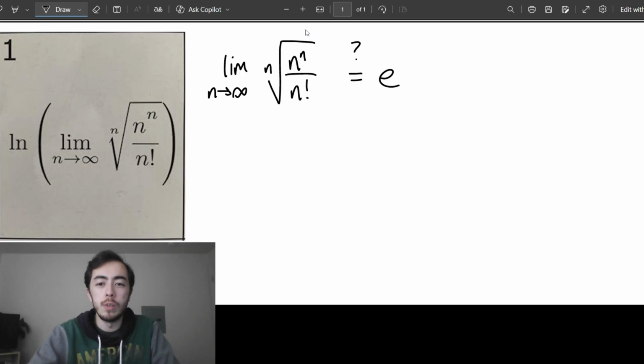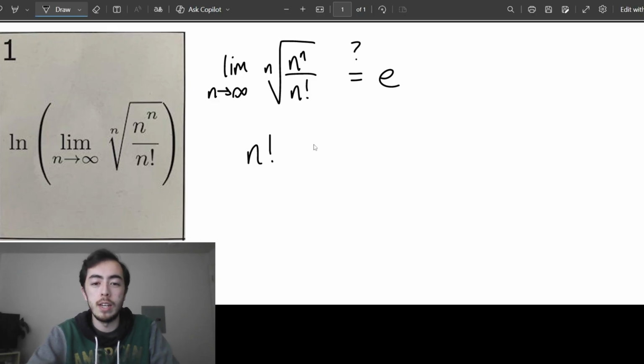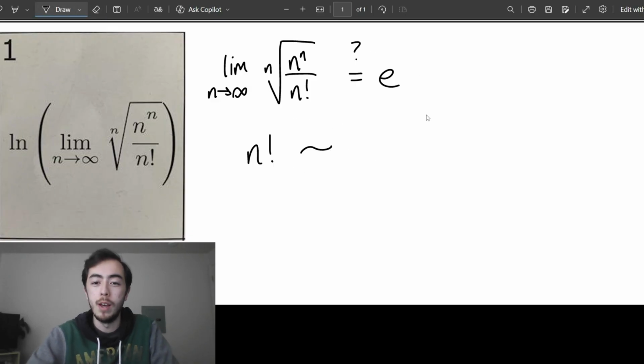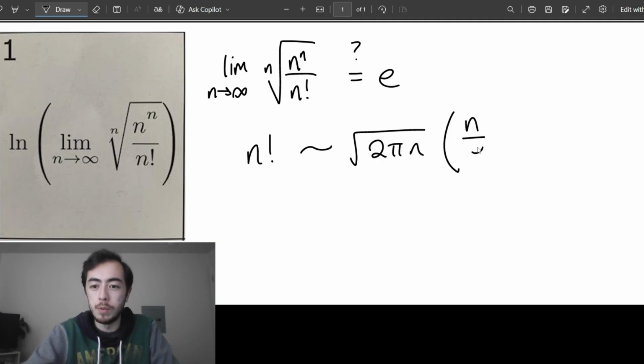I think one way we could do it is to use Stirling's approximation. I don't really know how he found it, but it's a way to get a nice asymptotically similar expression for the factorial function. This little squiggly says asymptotically similar or the same. Basically, once we are in limit land going towards infinity, these two things are essentially the same value. It's going to be the square root of 2 pi n times n over e to the power of n. There we go. Let's see if this is helpful at all.